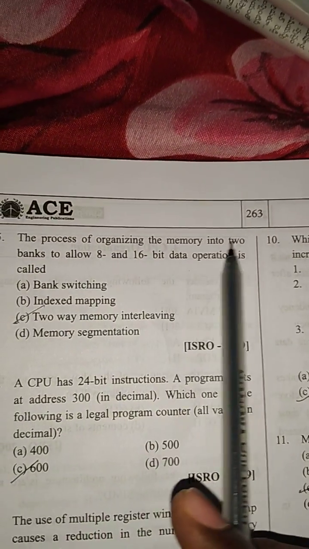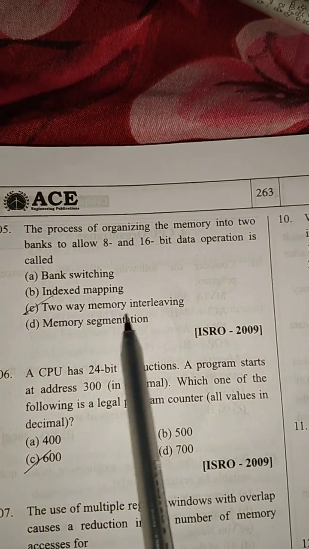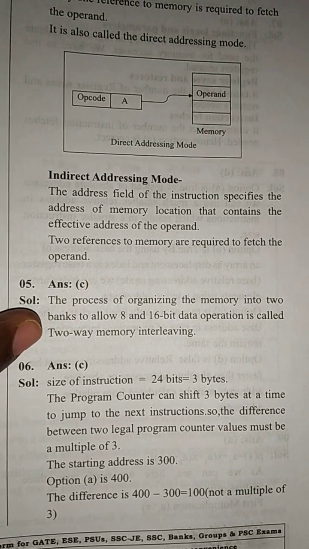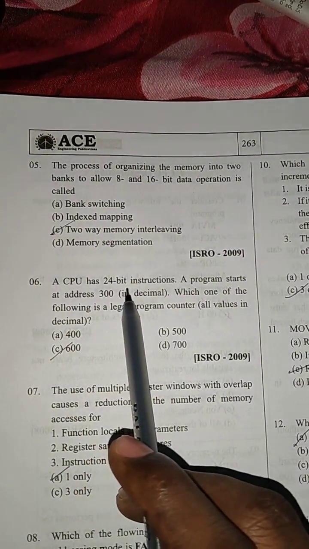The process of organizing the memory into two banks to allow 8 and 16-bit data operations is called two-way memory interleaving.